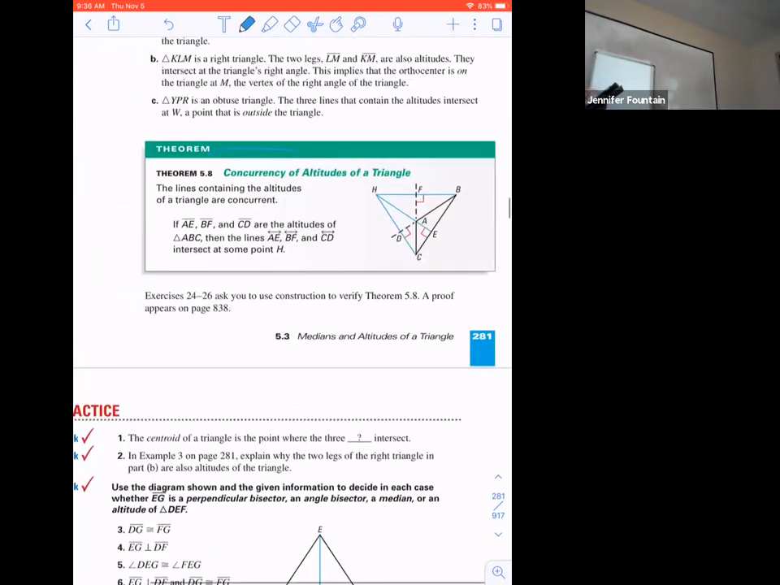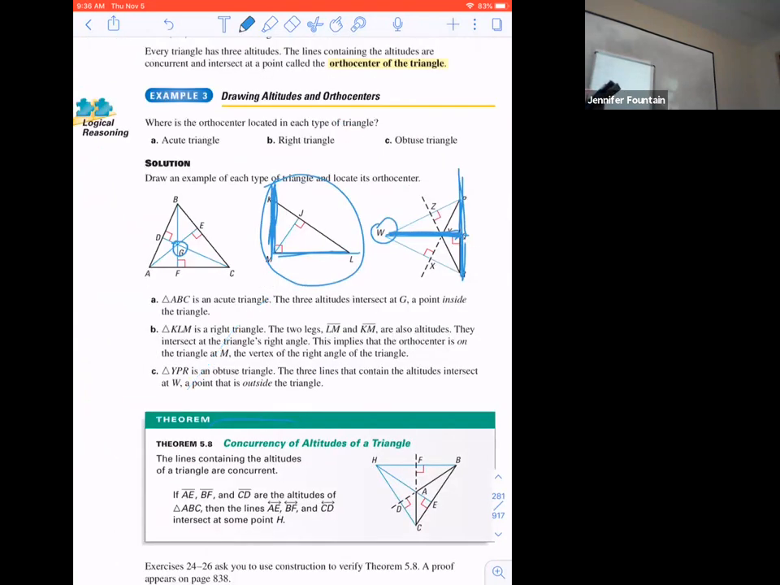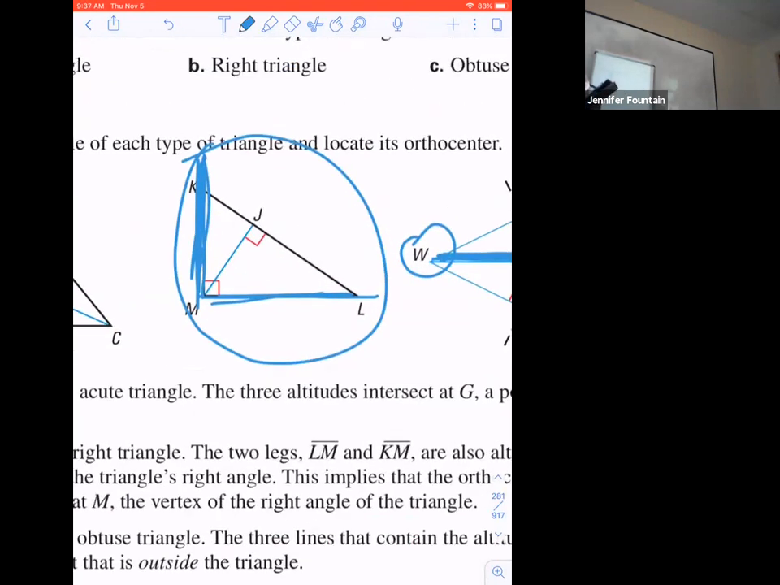We look back at it. Why did we say that these two are also altitudes? Wait, on B. On example 3B, on page 281, flip back. Letter B, the right angle. What is our definition of an altitude? What is the rule? What do we say about an altitude?